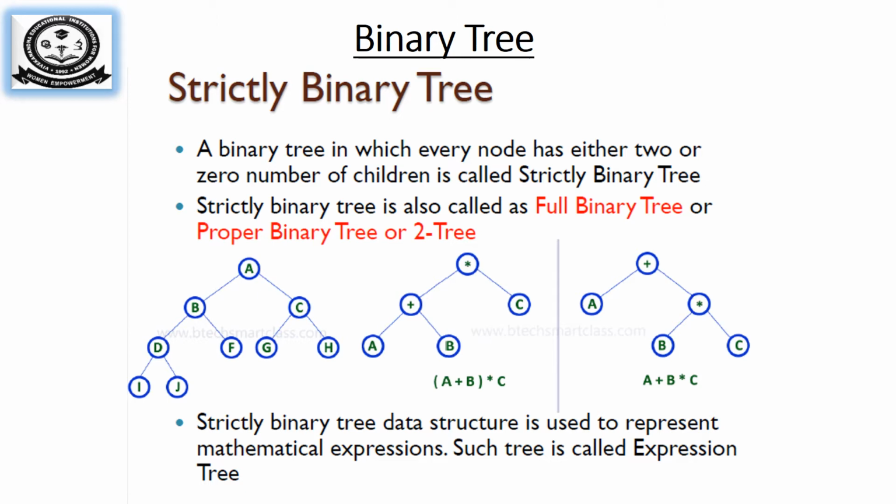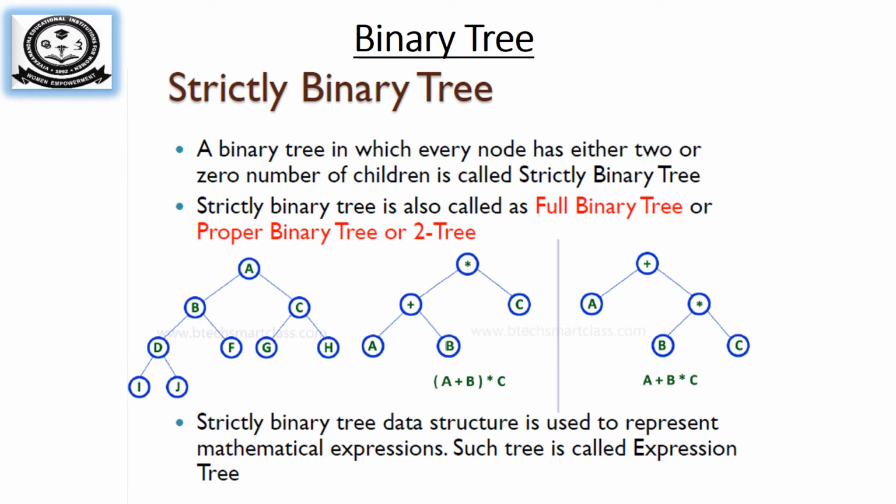So you can see I have given 3 binary trees. The first diagram from the leftmost is a strict binary tree. You can see all the nodes are having either 2 children or 0 children. Similarly, the middle diagram is also a strict binary tree, since star and plus are having 2 children, where A, B, C are having 0 children. And the last diagram is also an example of a strict binary tree.